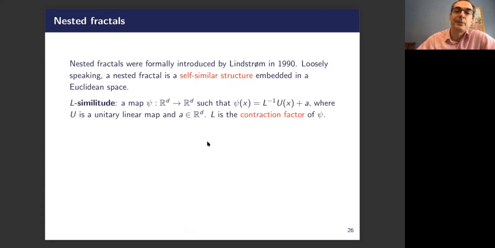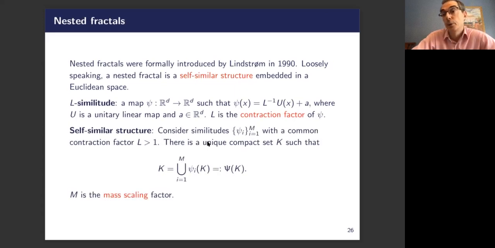The rough definition of a fractal I'm going to use in this talk is that of a nested fractal, which is a set embedded in the Euclidean space Rd, which is going to be invariant by a finite family of contractions. That is, you consider similitudes psi1, psi2 up to psi-m, a finite family of them, and you study a compact set which is invariant by this finite family of contractions. Such a compact set is called a nested fractal.